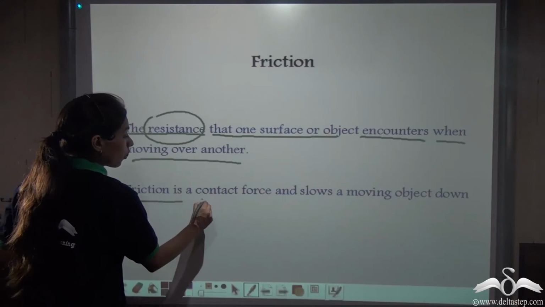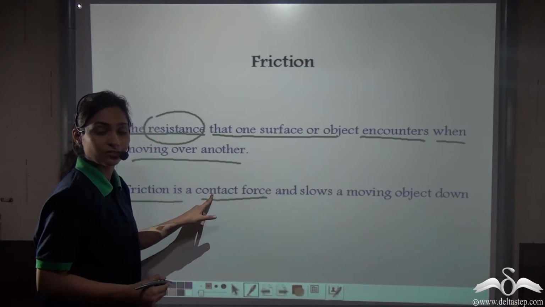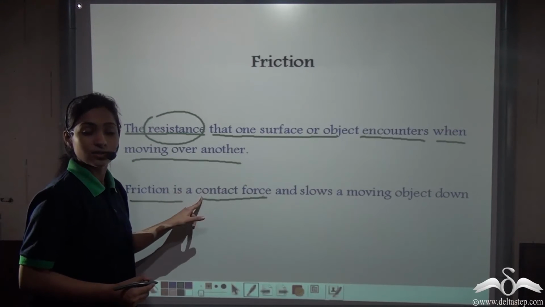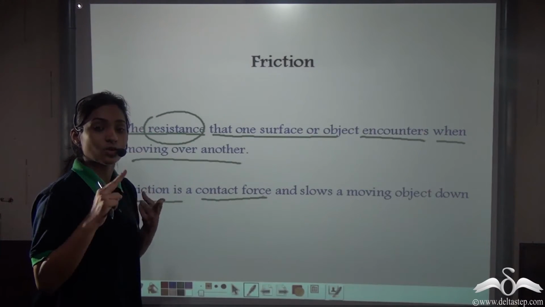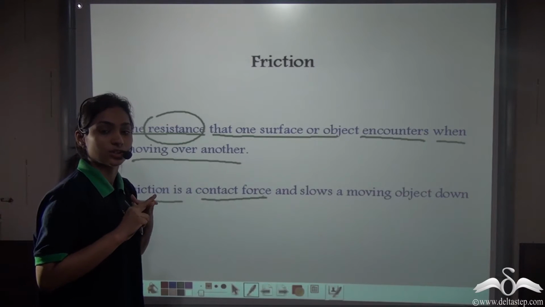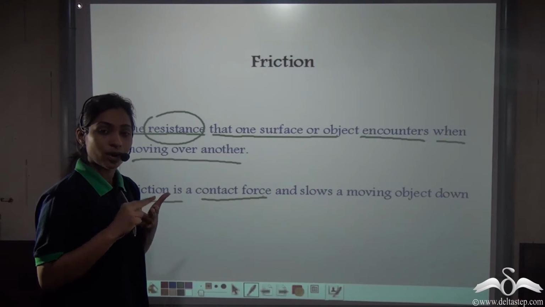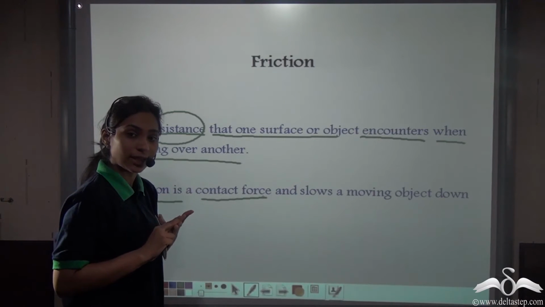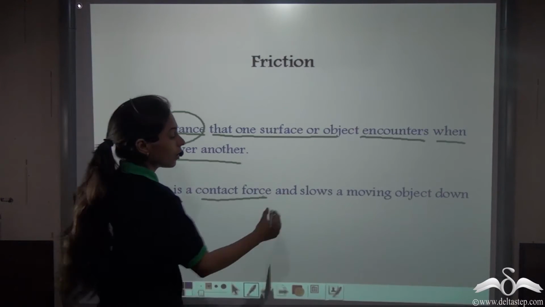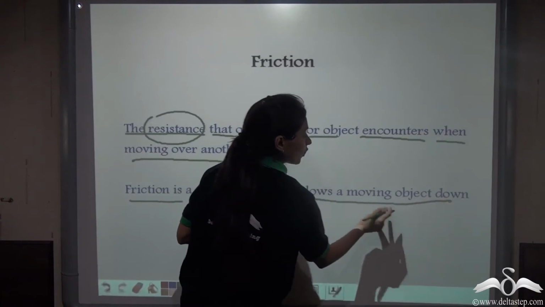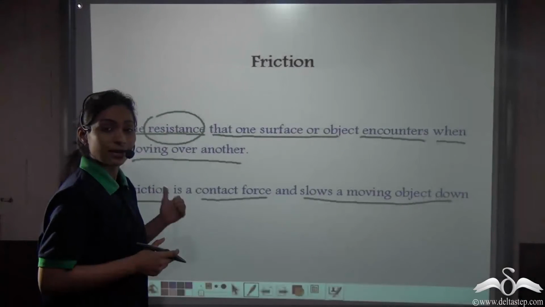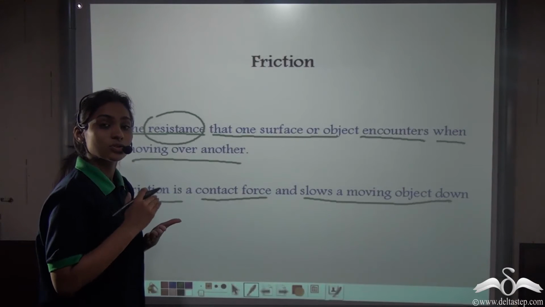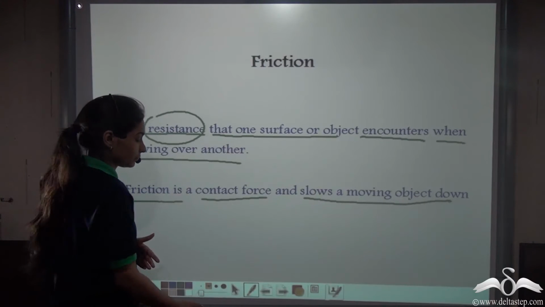Now friction is a contact force. What do you mean by contact force? Friction occurs when two surfaces or two bodies are in contact with each other. In our example, the book and the table were in contact with each other. Both their surfaces were in contact. So friction occurred. Now this friction slows a moving object down. There is a characteristic of this friction that it slows moving objects.